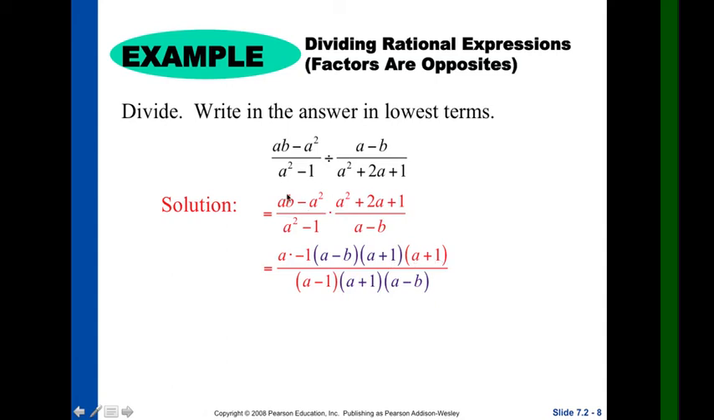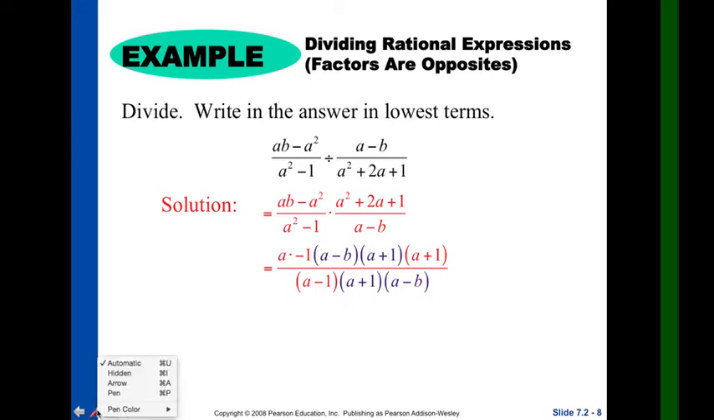Dito naman, yung factor ni ab minus a squared, ilalabas ko si a, so that is a, tama? And then, matitira si b minus a. Pero kukunin ko yung kanyang opposite, so magiging negative 1 quantity A minus B. Bakit ko ginawa yon? Para makancel din natin yung nasa baba na A minus B. Ang factor naman ni A squared minus 1, this is a sum and difference, so that is A minus 1 and A plus 1. Okay?